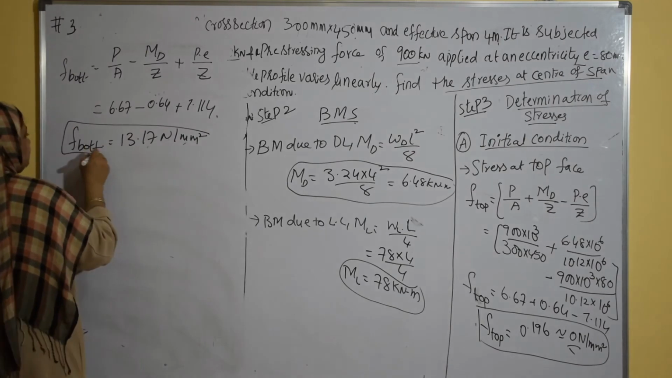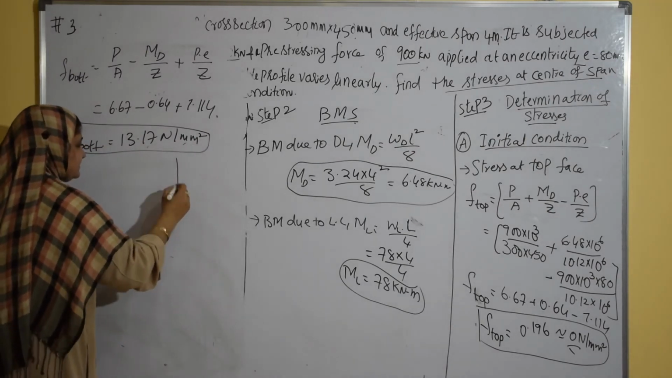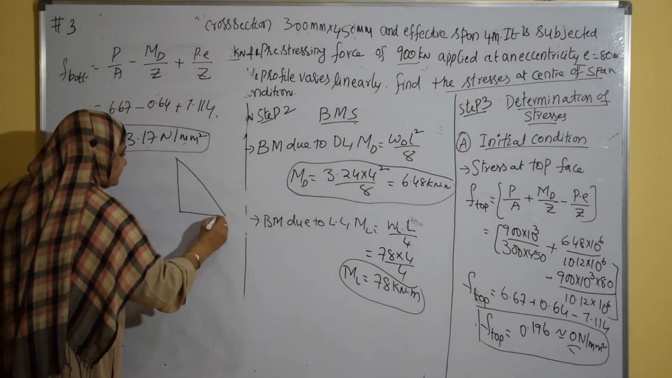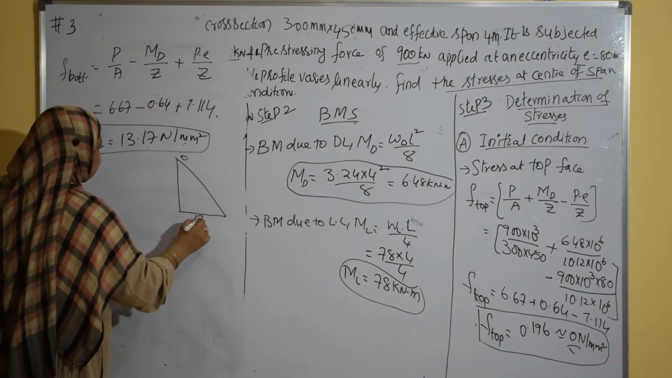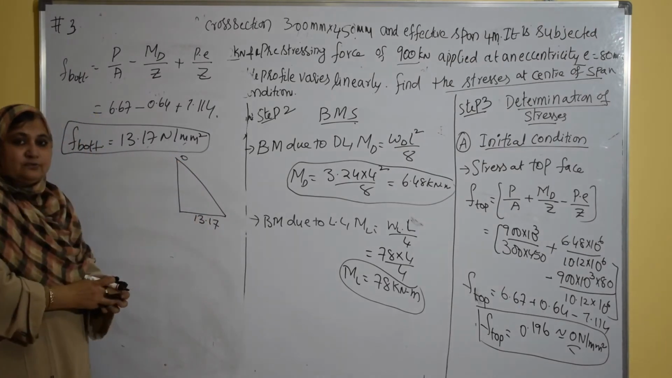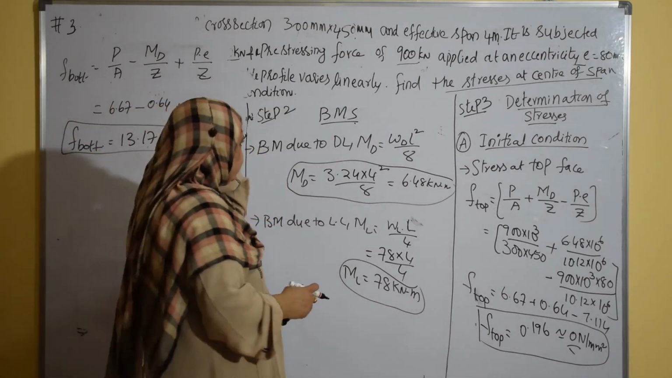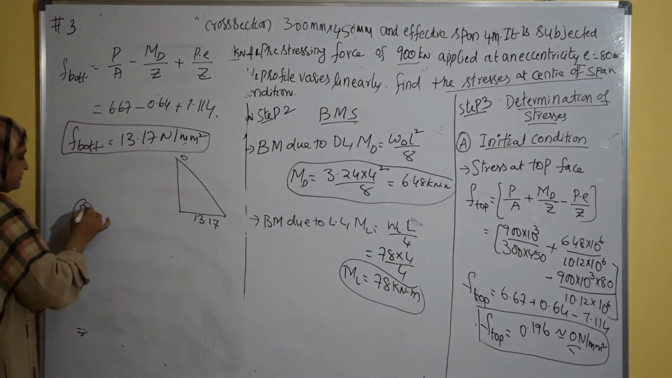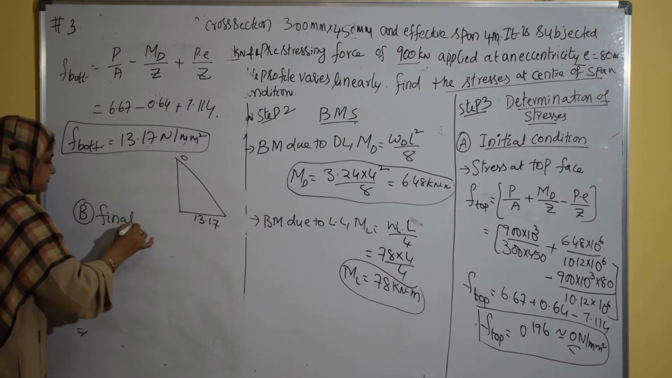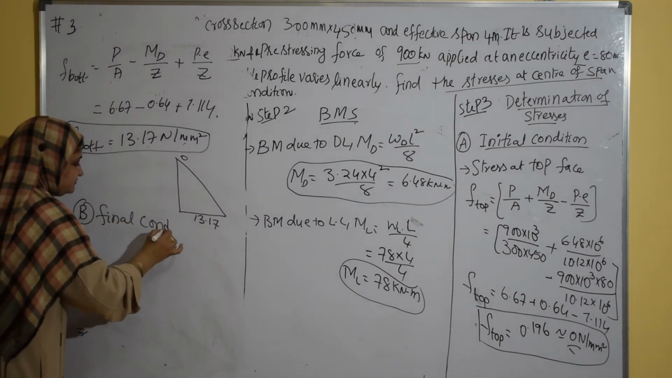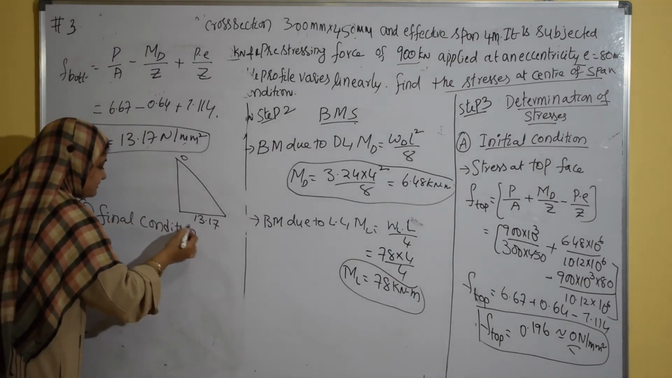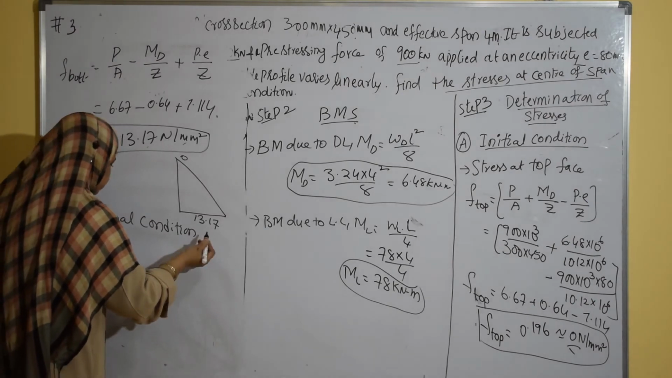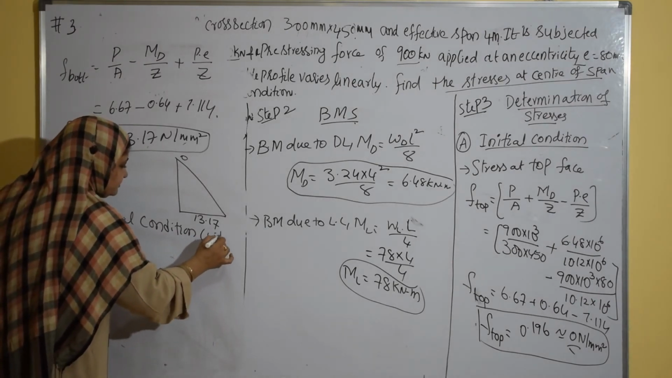Okay. So the resultant stress diagram will be like this. 0, 13.17. Okay. So this is the initial condition. Now let us find for final conditions. B. Final conditions means with live load. We haven't used live load. Final condition, that is with live load.